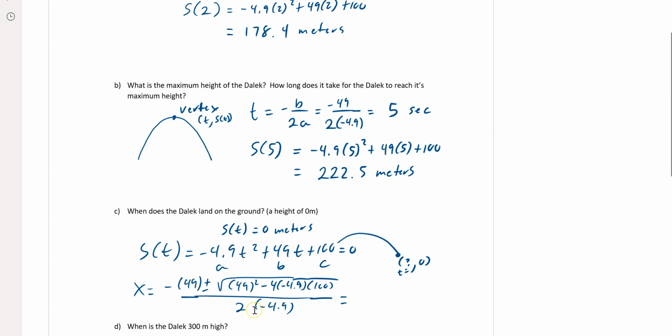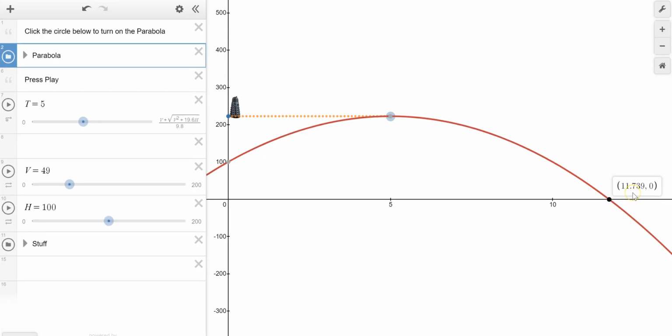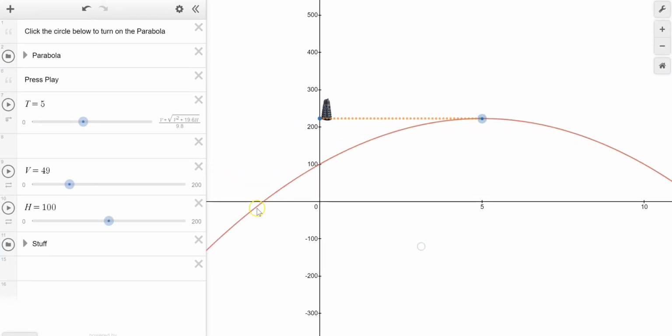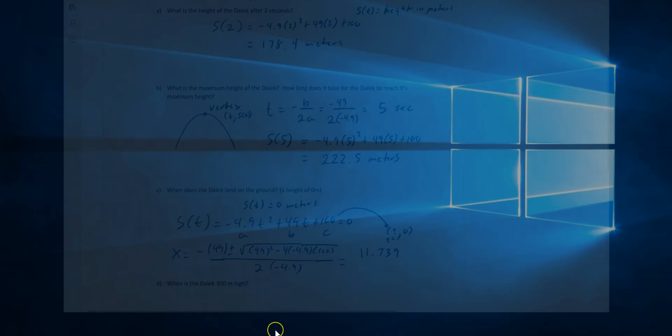What I'm going to do is the minus first. If we plug the minus into our calculator, it will give us 11.739. And if we do the negative plus this radical all over it, it gives us the other one, which is negative 1.739.